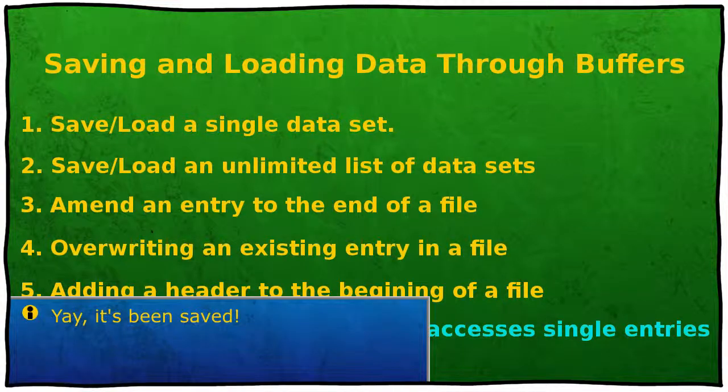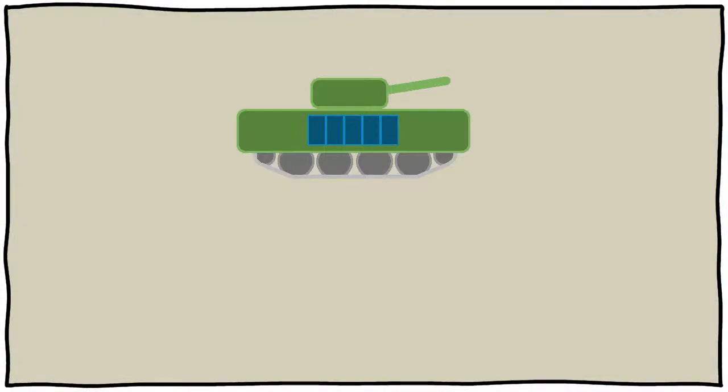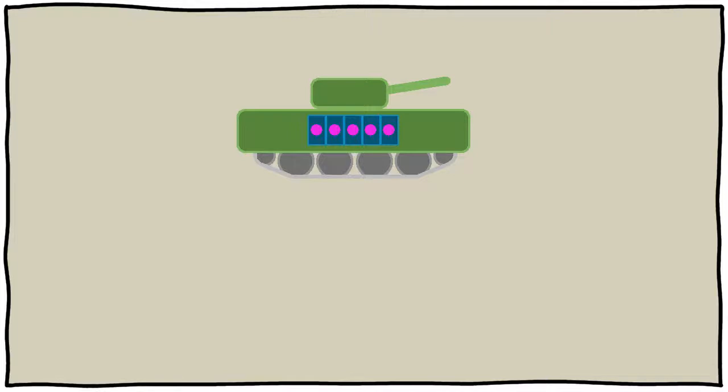So far we should be able to loop through your save game data, amend it and overwrite data whenever you need to, add information to the header of your file. But what if you want an object that doesn't write the data or hold the entire data set in memory constantly, but just accesses the entry it requires and then throws the rest away?